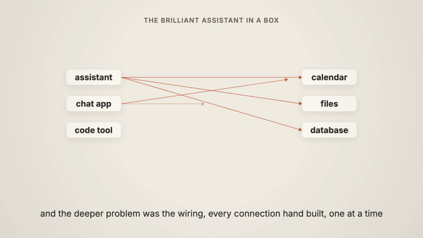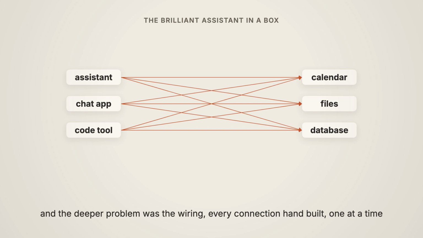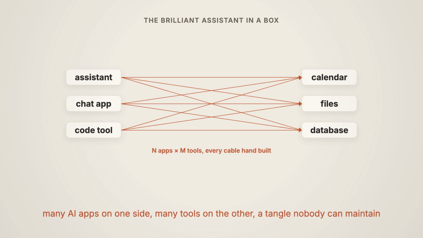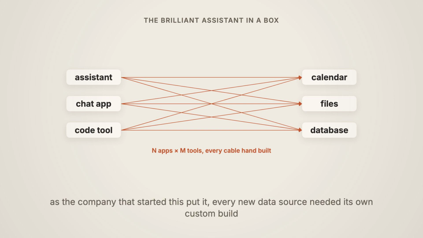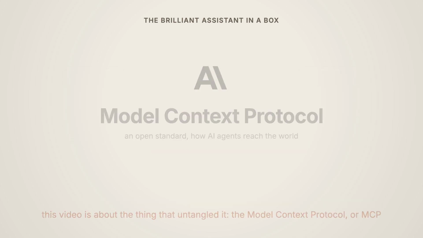Every time you connected an assistant to a new tool, someone had to hand-build that connection, one at a time. With many AI apps on one side and many tools on the other, that becomes a tangle nobody can maintain. As the company that started this put it, every new data source required its own custom implementation, which made truly connected systems hard to scale. This video is about the thing that untangled it.